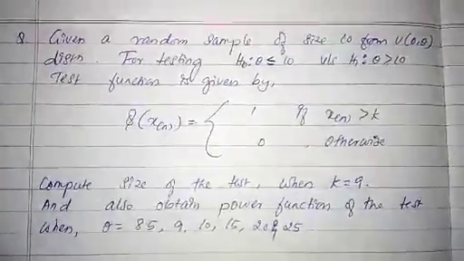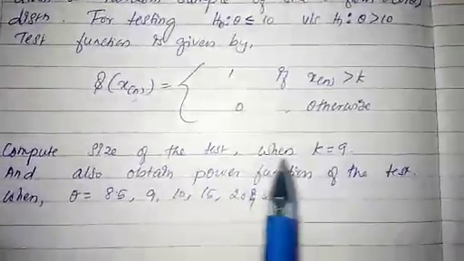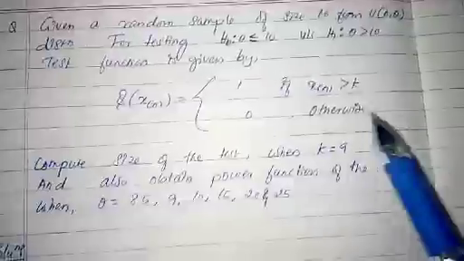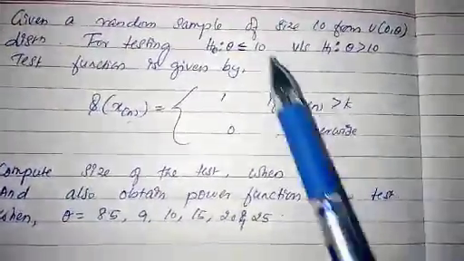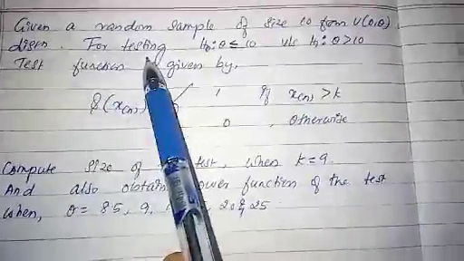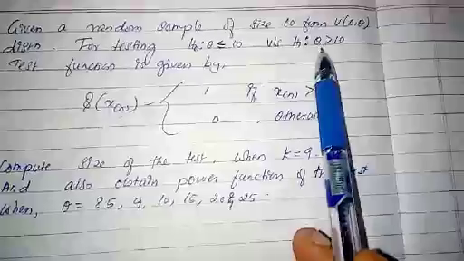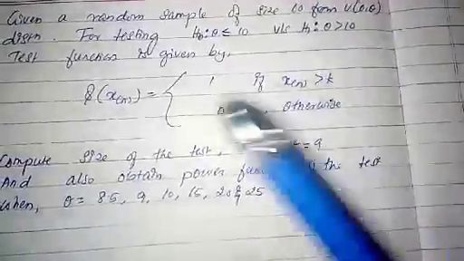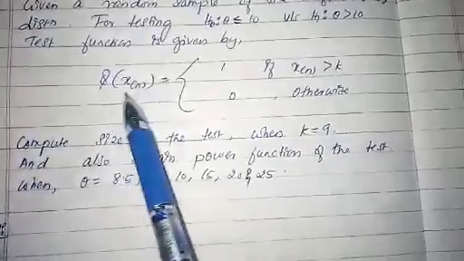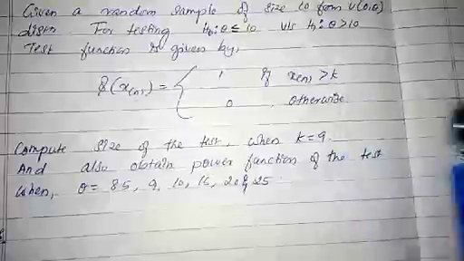Welcome. Today we are going to discuss some problems related to size of the test and power function of the test. And here the question is: given a random sample of size 10 from uniform 0, theta distribution, for testing H0: theta is less than or equal to 10 versus H1: theta is greater than 10, and the test function is given by phi of Xn equal to 1 if Xn is greater than k, 0 otherwise.